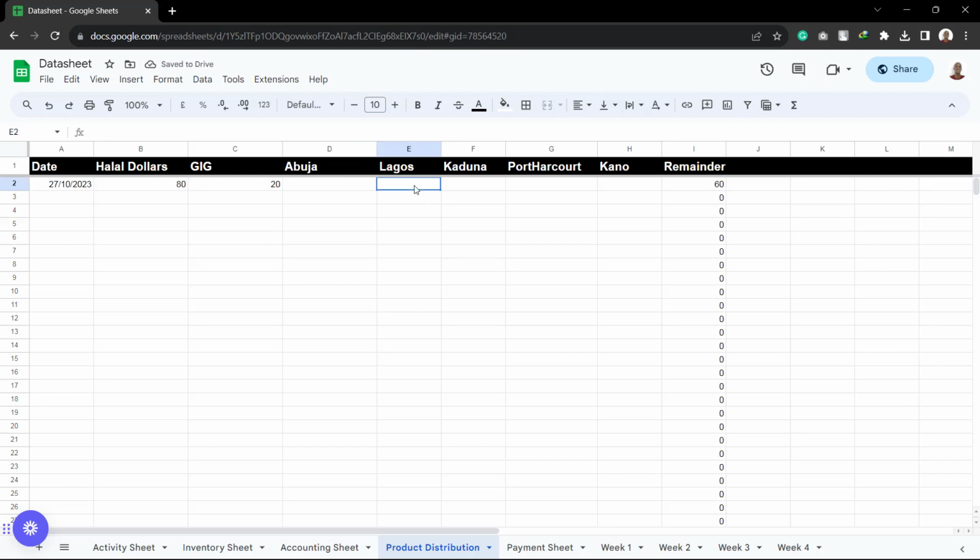Did we send any products with our delivery persons in Lagos? No, so we don't need to fill it. Did we send any products to Kaduna? No, and the same applies to the other states, because we didn't send any products. As for the amount of products we have left, it is going to be 60, because the amount of products that has gone out is 20, so we have 60 left with us at Allowed Dollars. This remainder means the amount of products left in the custody of Allowed Dollars. Now, the amount of products left the previous day is the amount we would have at the start of today.